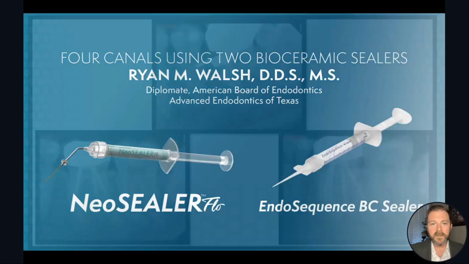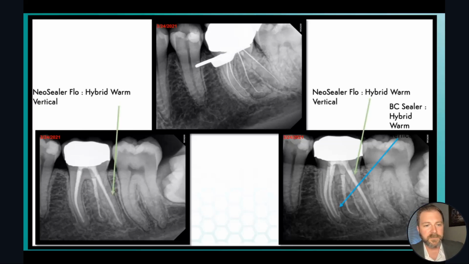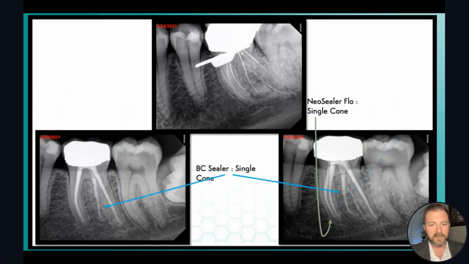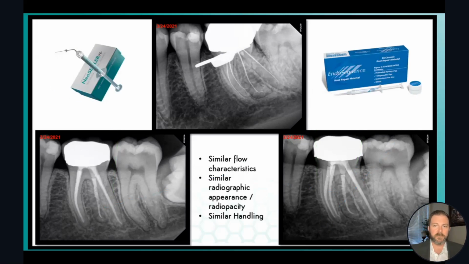Good. So here's my case as we went. There's my working length. I took my post-ops. And again, each canal is filled differently. So these are warm techniques with both sealers. And these are cold techniques with both sealers. So I think really you can see both sealers have similar flow characteristics and similar radiograph appearance and similar handling, except when it comes to heat. That's where I think there's a definite dichotomy in the two materials. But they appear the same.